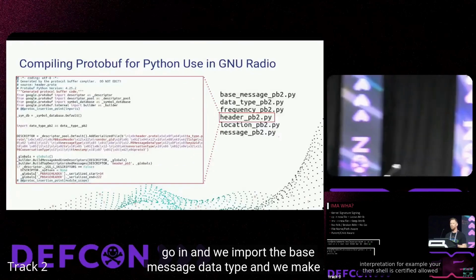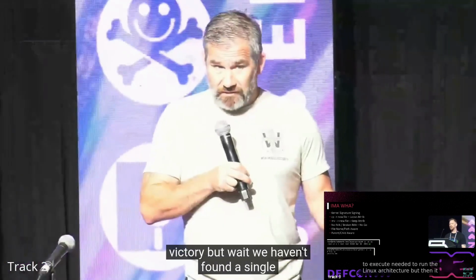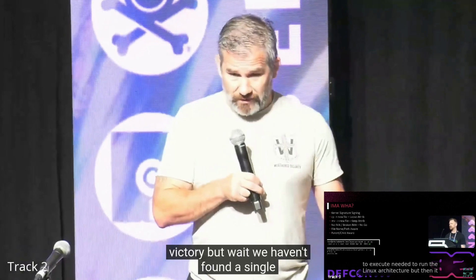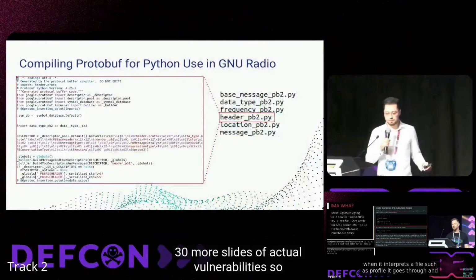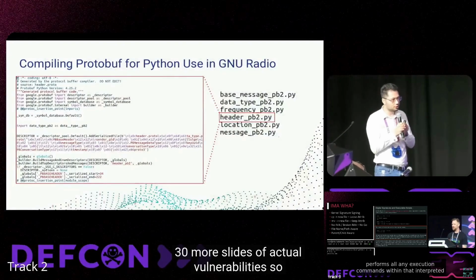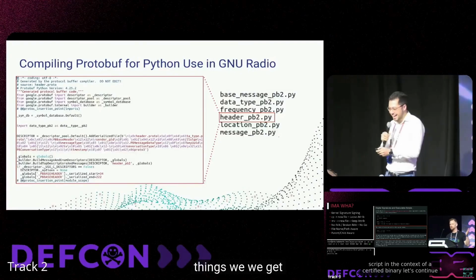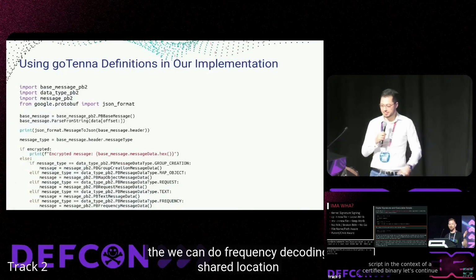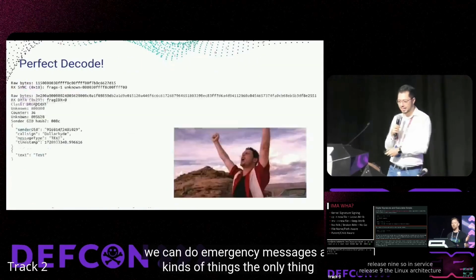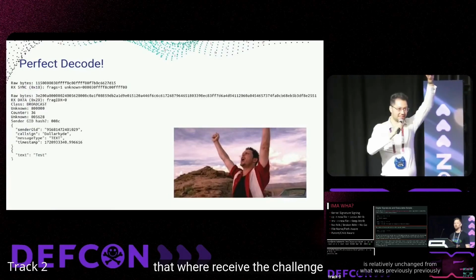You also noticed that you could see things like when they requested keys. You could see the code of how to request a key. 100%. A cool part about protobuf is they can be compiled for Python. So easy, even I can do it. We import the base message data type, make a couple of if-else statements to associate everything, and perfect decode. Victory!